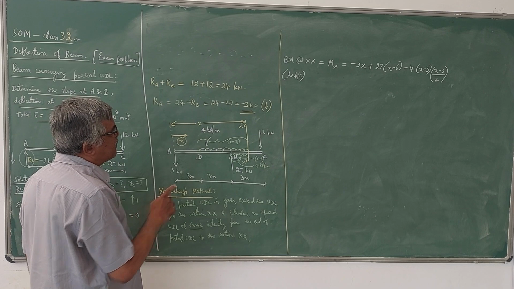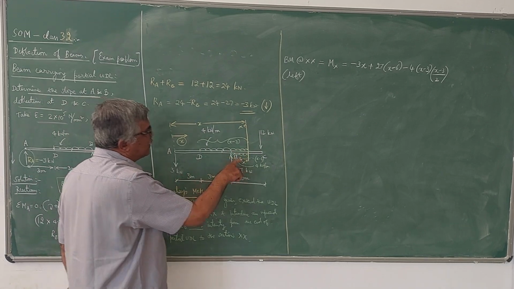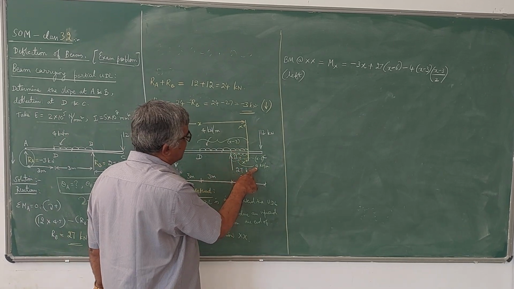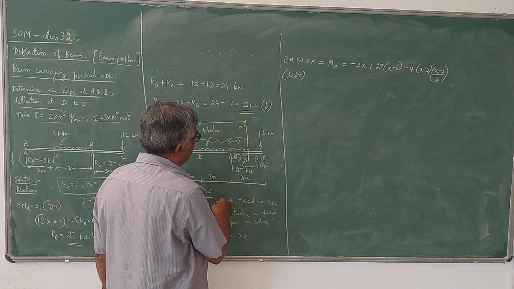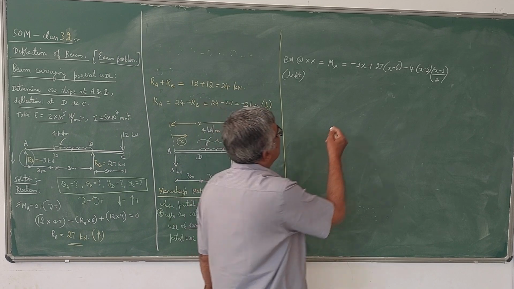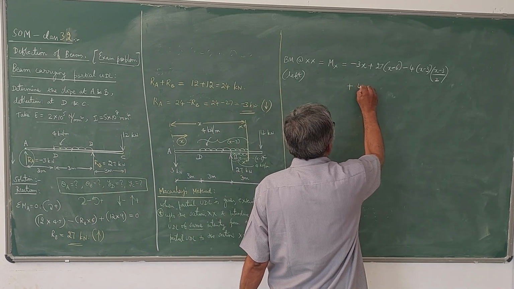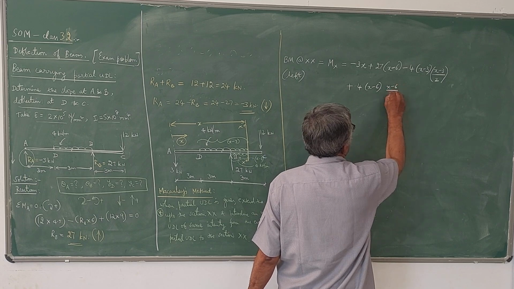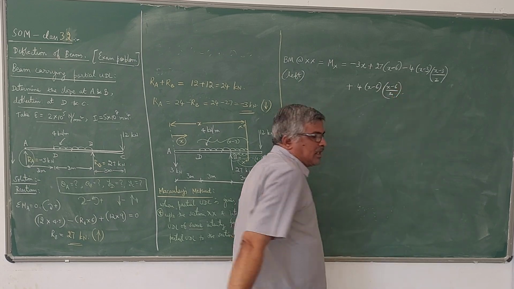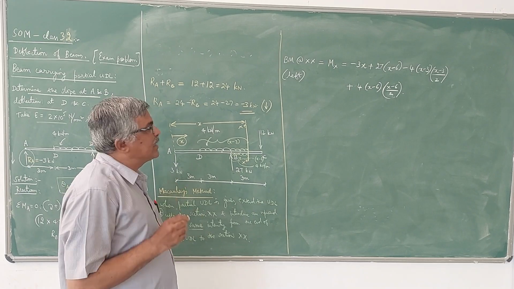Next I have to take the bending moment due to the upward UDL. The upward UDL also has the same intensity, but the length is x minus 6. Midpoint will be x minus 6 by 2. Since it is an upward UDL, it is positive. So plus 4 into x minus 6 into x minus 6 by 2. So this is the bending moment expression. You should be very careful in writing this.